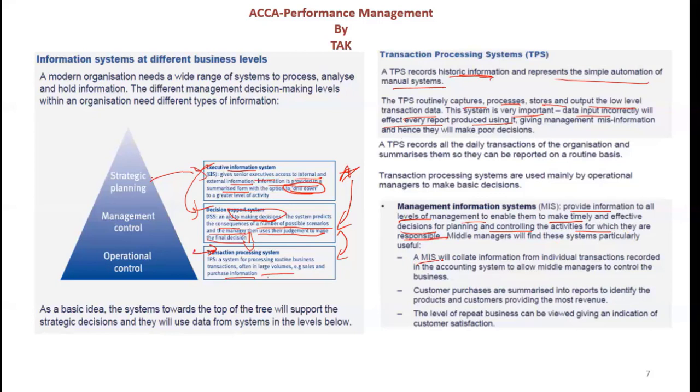Okay, so the MIS will collate information from individual transactions, customer purchases, or summarize. The level of repeat business can be viewed in simple terms. The management information system is used to summarize a lot of data collected from the transaction processing system, and it will give you a collated position and a summarized version of what's going on in the business, and be able to predict and see what the level of satisfaction is and what the level of repeat sales is. So this will be the focus majorly.